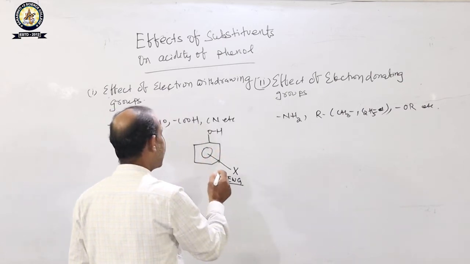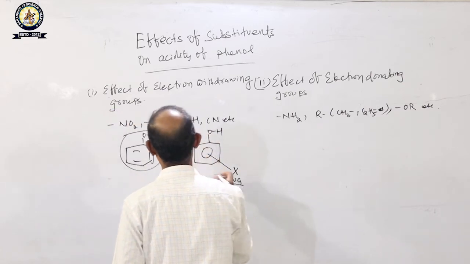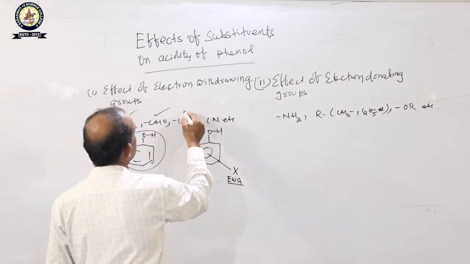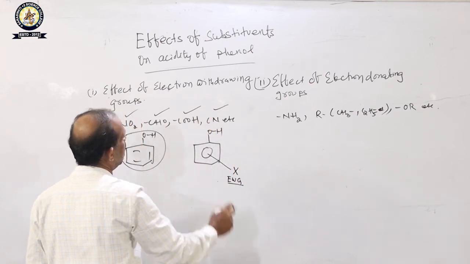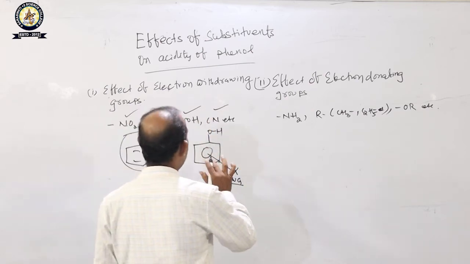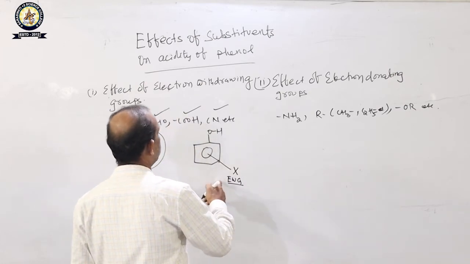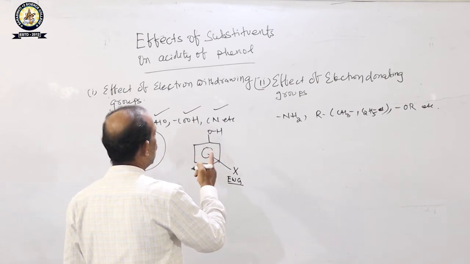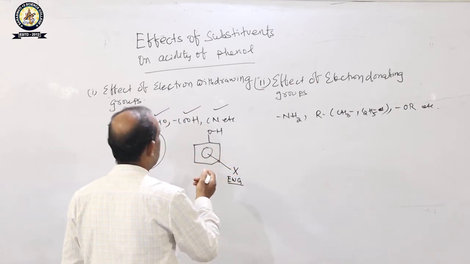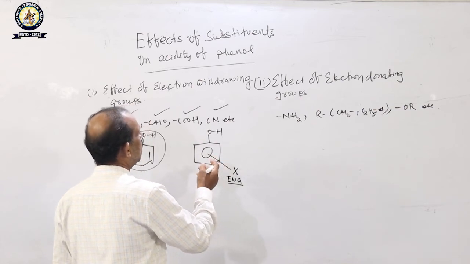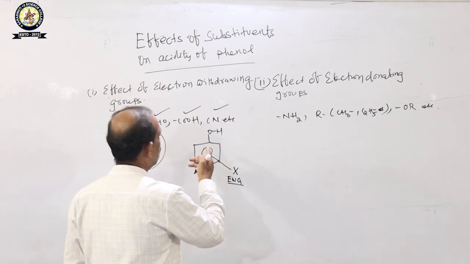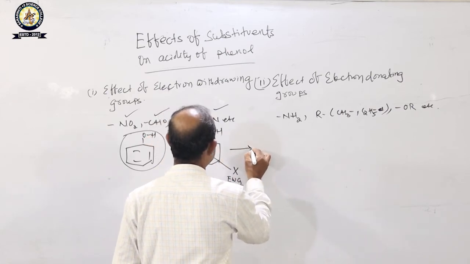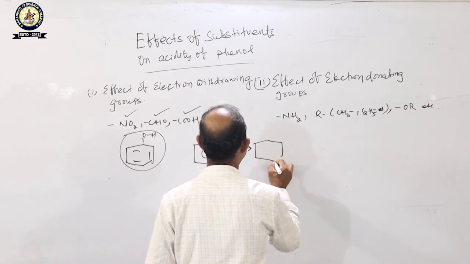Which groups are electron withdrawing groups? The electron withdrawing groups are generally nitro groups, CHO, COH, CN, etc. These groups are electron withdrawing groups. Whenever an electron withdrawing group which acts as a substituent is present, whether it is ortho, meta or para, that will increase the acidity of phenol. It will give rise to phenoxide ion.